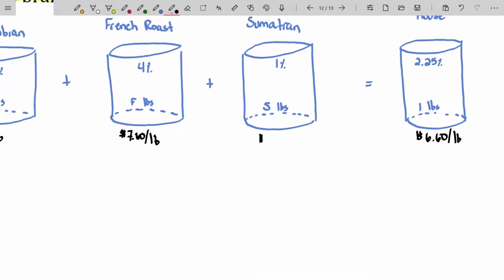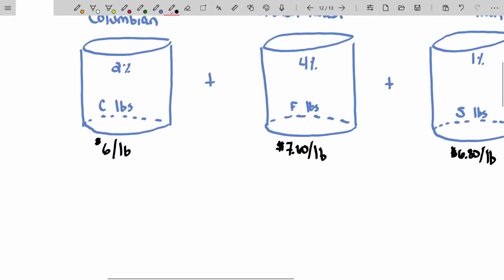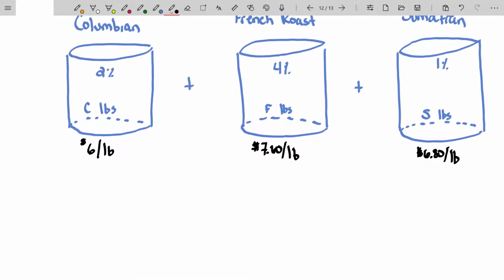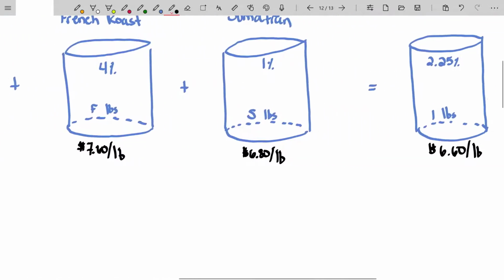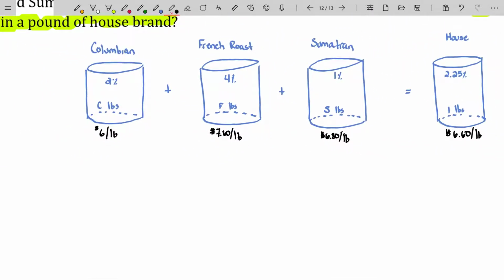So this picture kind of encapsulates everything you would ever need to know about this situation. And you need to form a system of equations out of this. Well, notice that we have 3 variables, C, F, and S. These are the amounts of each coffee that go into the house blend in total. So let's think about at least one equation. We need 1 pound of the house coffee in the end. So that means that C plus F plus S should equal 1. So that's our first equation.